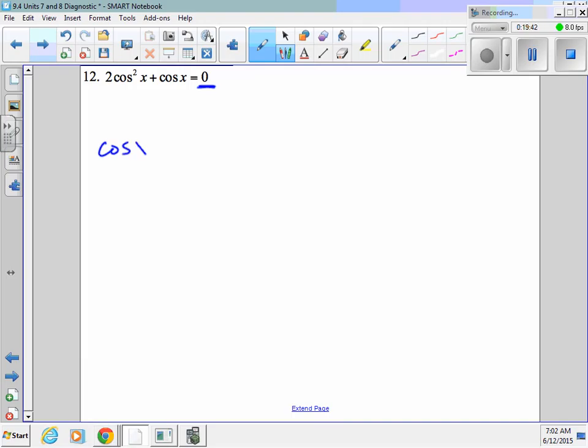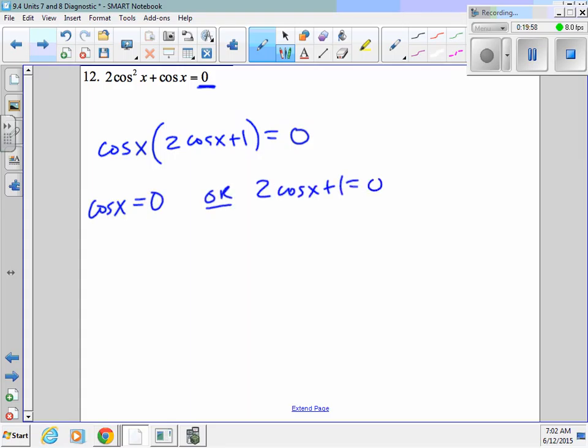I can factor out a cosine, and I'm left with 2 cosine of x times 2 cosine of x plus 1 equals 0. So this would simplify into two equations here: cos x equals 0, or 2 cos x plus 1 equals 0.